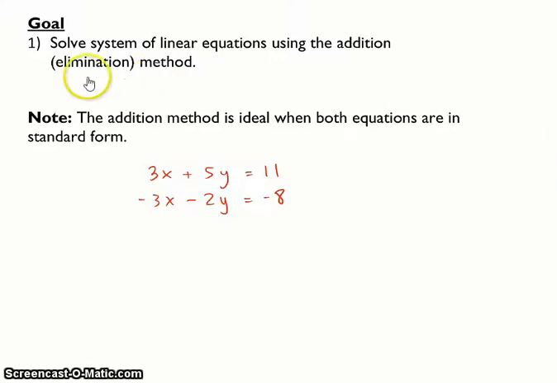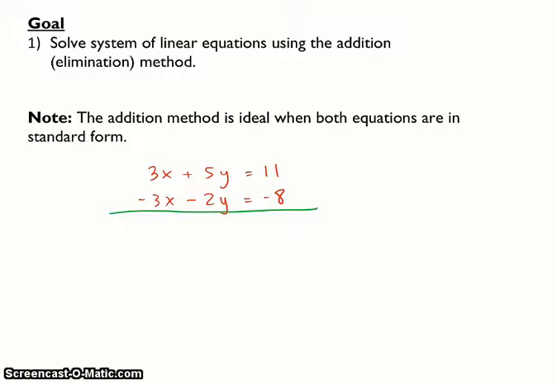So in this video, I wanted to show you guys how to solve a system of linear equations using the addition method, also known as the elimination method. The addition method is ideal when both equations are in standard form. Notice that these two equations are in standard form. What that means is that the x and y terms are on one side of the equation and the constant term is on the other side. We call this the addition method because we're going to add the two equations.